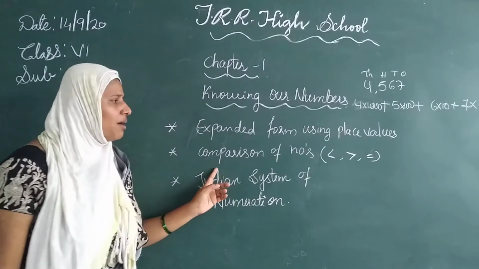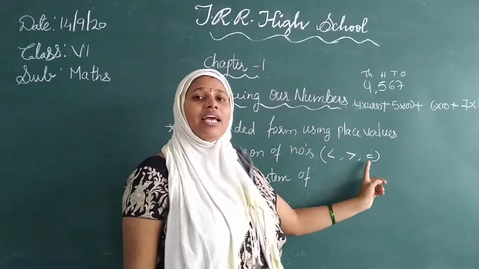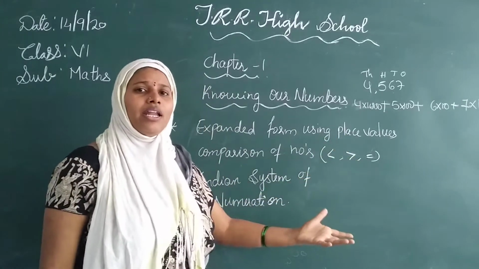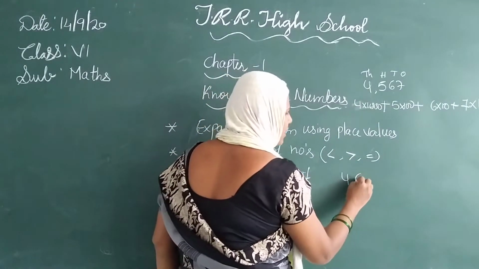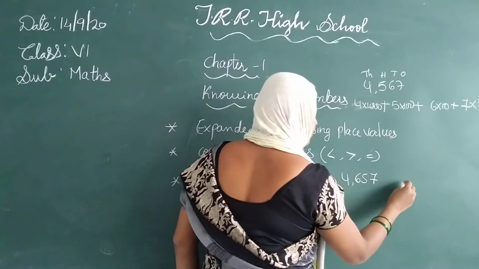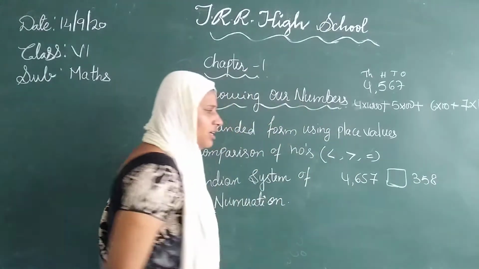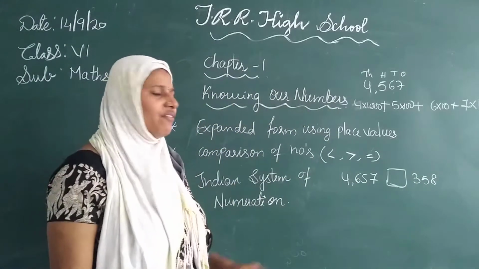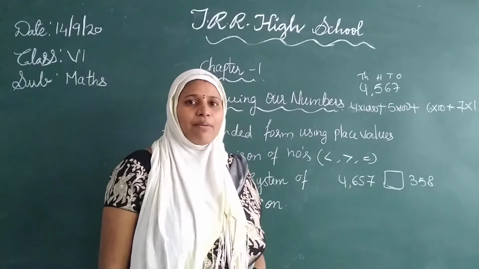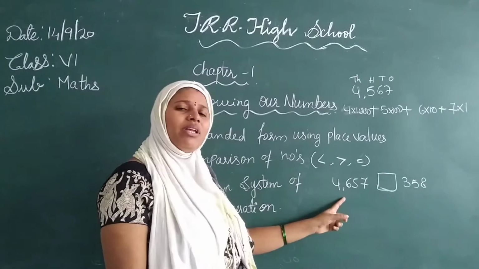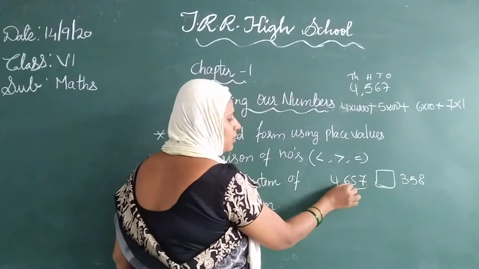Now coming to your comparison of numbers using less than, greater than and equal. How we are comparing? We have two methods. Suppose here I am taking one example. So there are two ways of comparing. The first one is comparing the number of digits. How many digits are there in this? Now start counting. 1, 2, 3, 4.